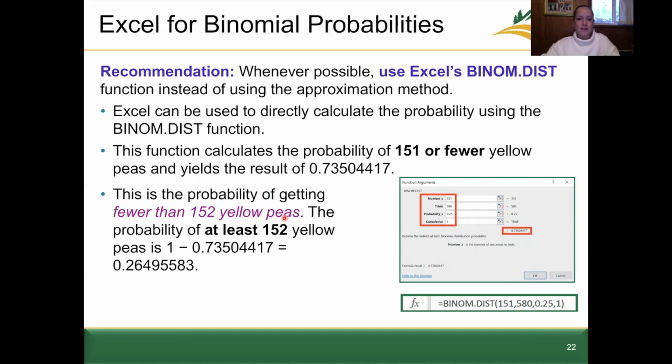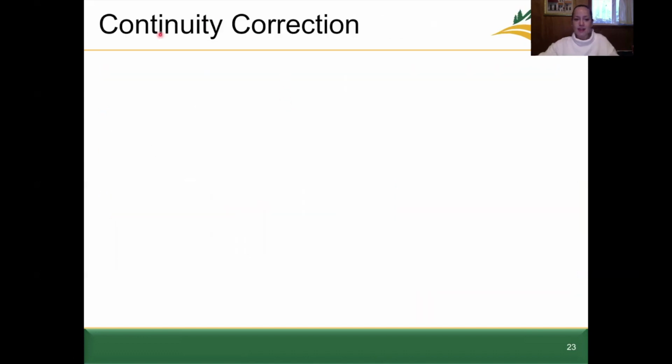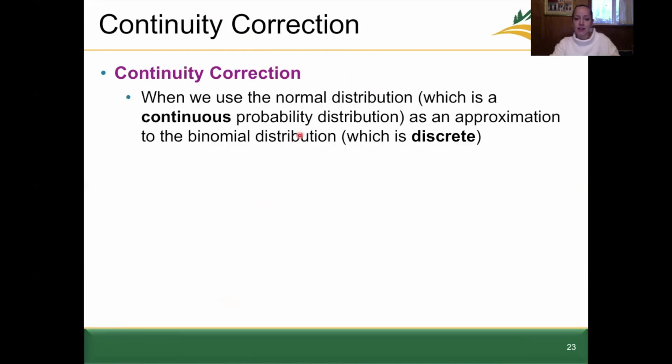We won't always have a question that asks us in this wording of at least a certain number, for example. So under the category of continuity correction, I want to talk about some other wording you might see in a question that you're asked. So again, for continuity corrections, when we're using a normal distribution as an approximation for a binomial distribution, that is, we're using a normal distribution that is a continuous probability distribution in order to approximate a binomial distribution, where a binomial distribution is a discrete distribution.